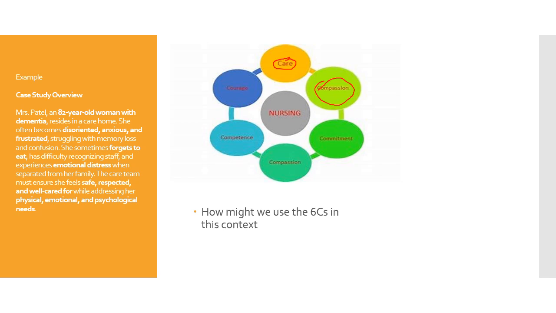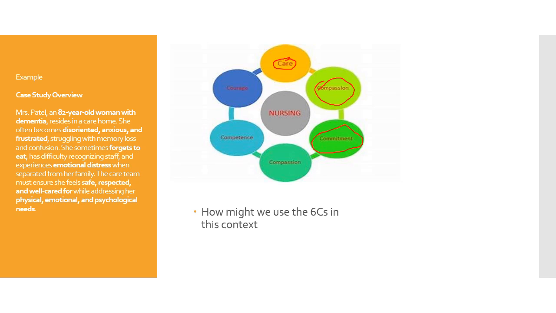Now, the next is competence, how competence matters in her case. So the care staff should be trained in dementia care and should be trained enough to use the specialized techniques such as different therapies, structured routines, and nonverbal cues so that they can support her effectively. They should continuously update their knowledge to improve the quality of life of Mrs. Patel. So in this way, competence matters.